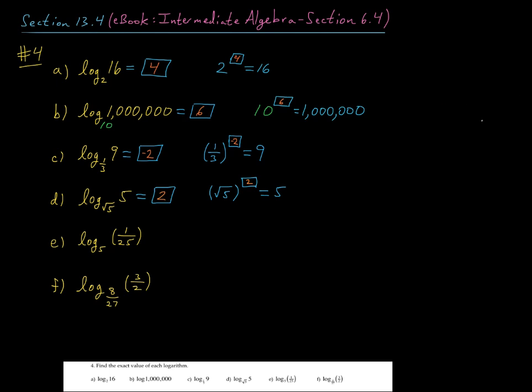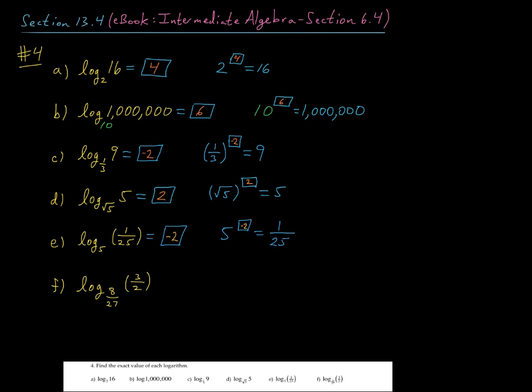Log base 5 of 1/25. Well, this would say that 5, the base, raised to what power is going to come out to be 1/25? This is pretty similar to part C. Now 5 squared is 25, but I also need to take a reciprocal, and so I would need a -2 here. So 5 to the -2nd power is 1/25.